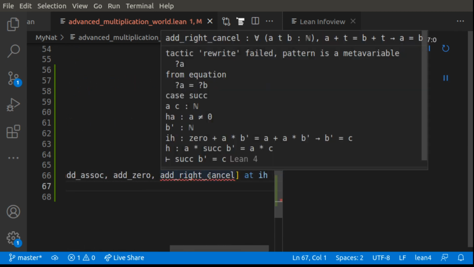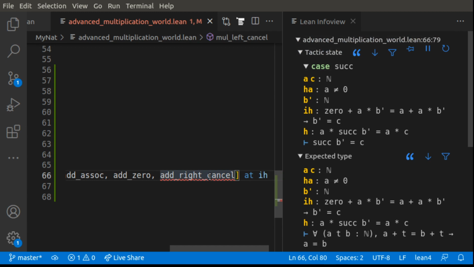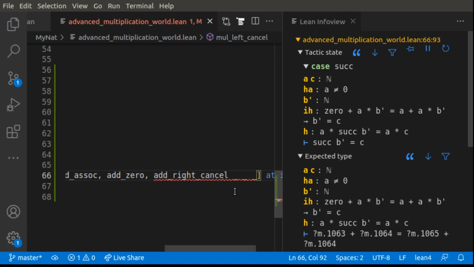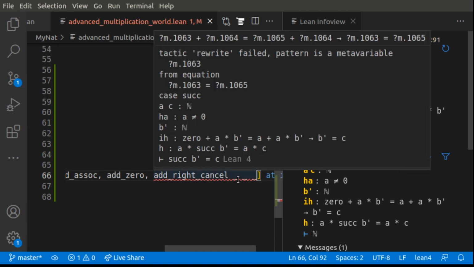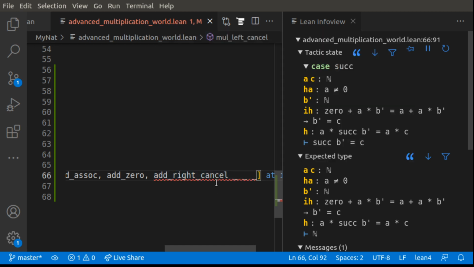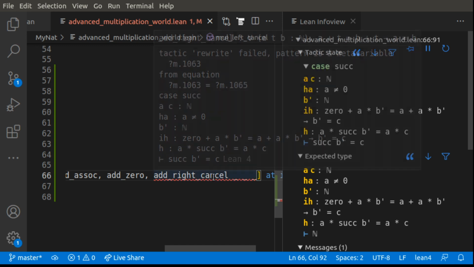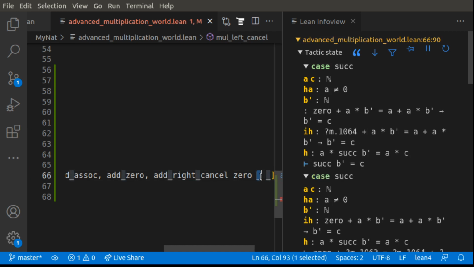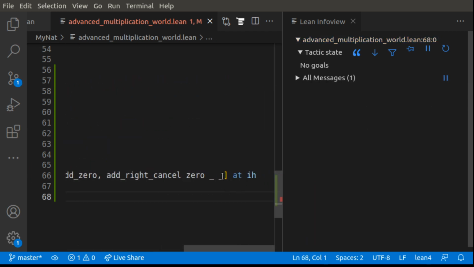Why did that not work? Oh, I need to specify the things. 1, 2, 3, 4. Okay, add right cancel. A, B. Okay, so our A is 0. Oh, okay, that worked.